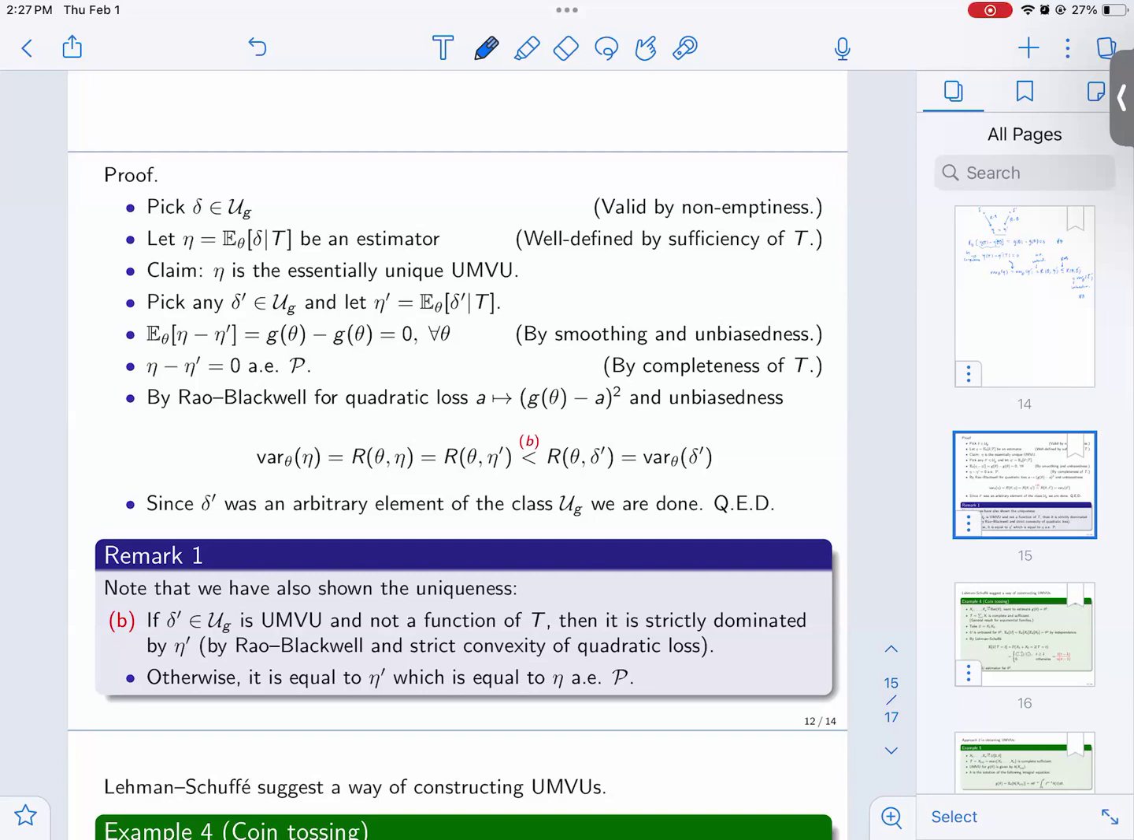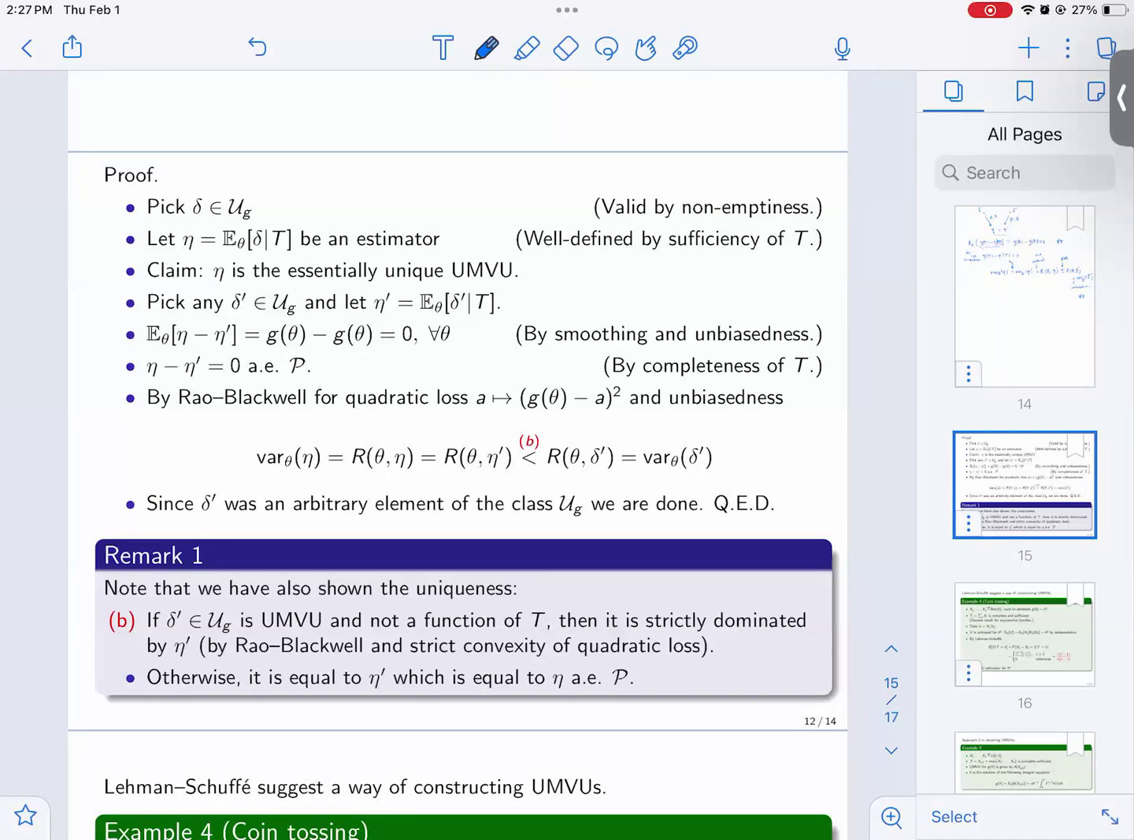So if you have a UMVU which is not a function of t, this normalization creates something new, and so you have strict domination. So the UMVU has to be a function of t, and then it would be equal to this eta prime, which would be equal to any other localization. So if you think about this, uniqueness follows from the strictness of Rao-Blackwell for the case where this procedure of conditioning produces an estimator which is not exactly the same as the original.